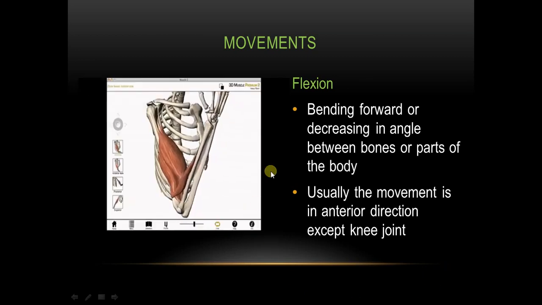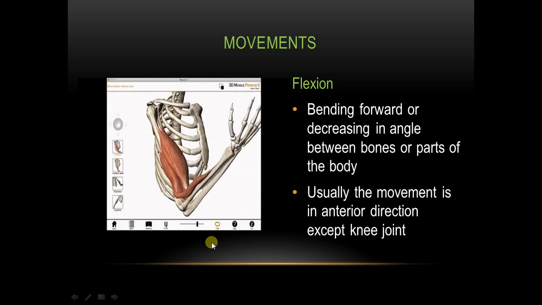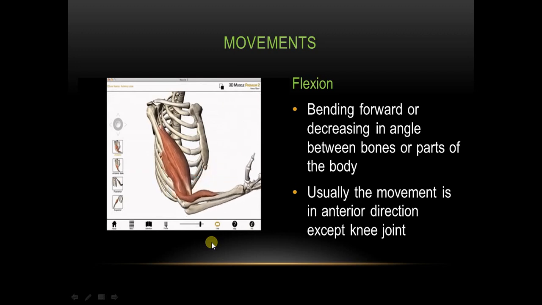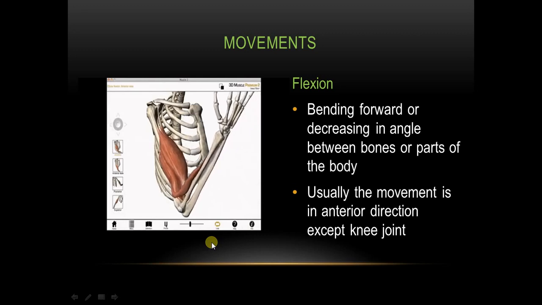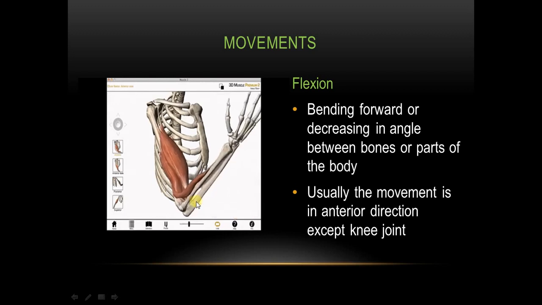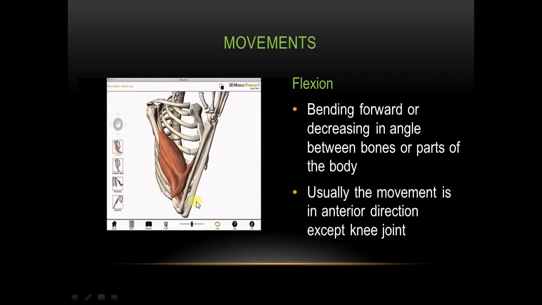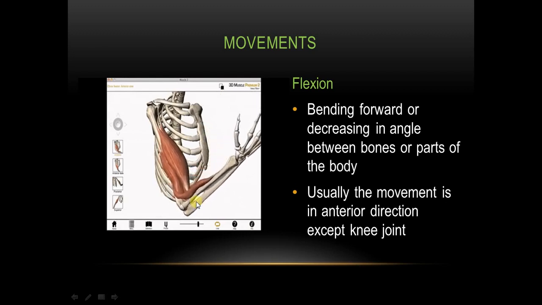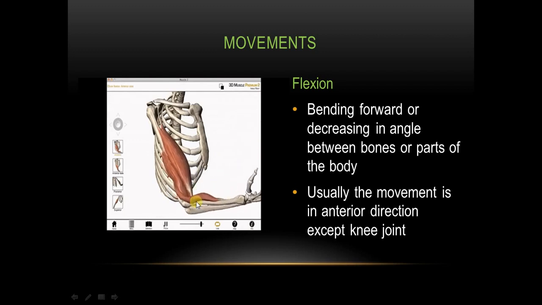So here, for the sake of demonstration, you are able to see the flexion of the elbow. When the forearm is brought nearer to the arm, naturally the angle decreases in the region of the elbow. So flexion is bending forward. Only exception is the knee joint. When you flex the knee, that means your leg bends backward. Is that clear with respect to flexion?